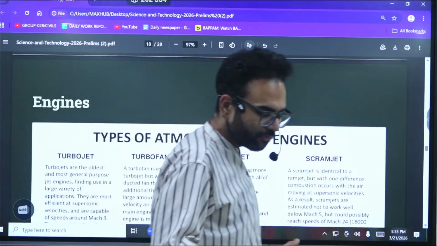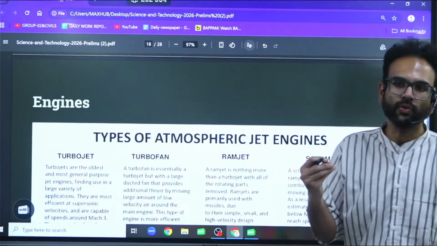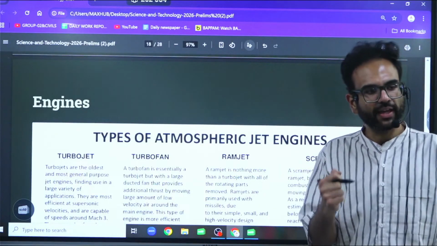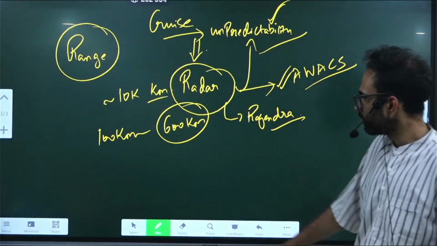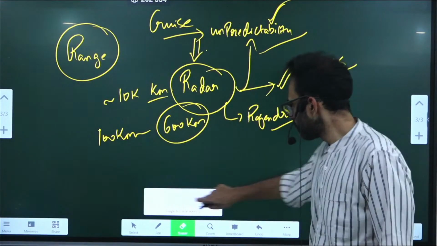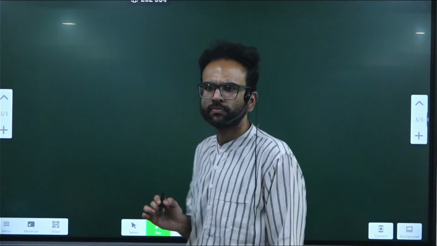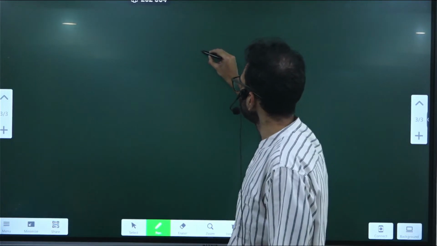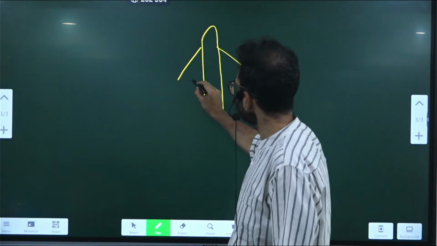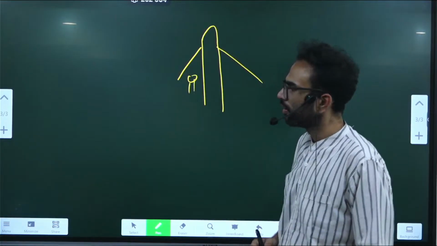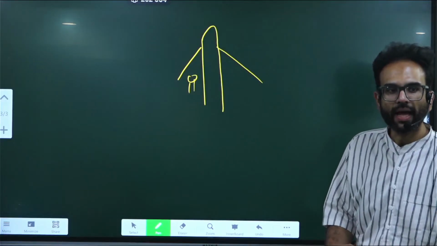The order of complication in this is attributed to the amount of thrust they can give that missile system. So simply put it like this. If you take a look at our flight, what will happen? See, there is a wing, and underneath this you will have a fan, a turbine fan, which will be rotating at high speed.